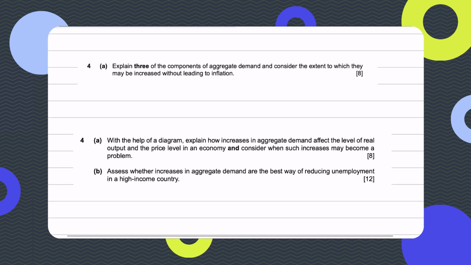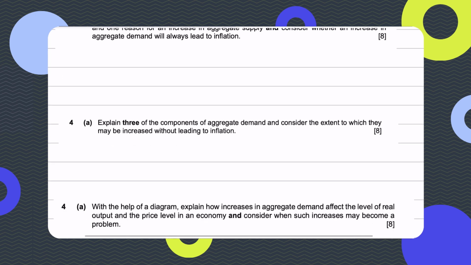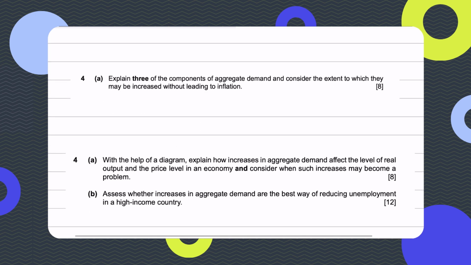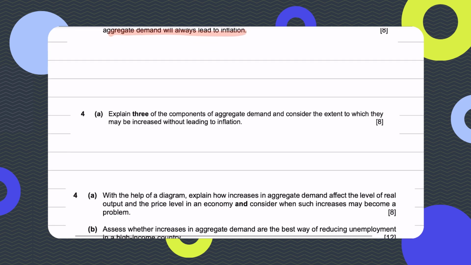Good question to attempt. And by the way, मैं आप लोगों को इतनी अच्छी, इस पर इतनी डिटेल नॉलेज दूंगा, जब इवैल्यूएशन पे भी, कि आपको ये क्वेश्चंस बहुत ईजी लगने लगेंगे. Explain three components of AD and consider the extent to which they may be increased without leading to inflation. More or less, इसका ये वाला part, consider whether an increase in AD will always lead to inflation, and the extent to which they may be increased without leading to inflation.